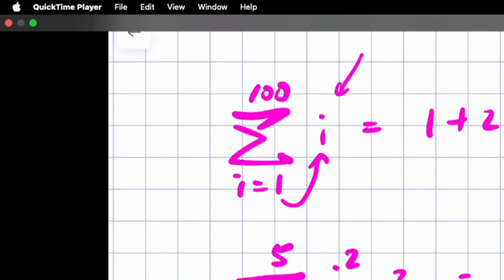His idea is to take the first term and add it to the last term. Then take the second term and add it to the second-to-last term, and the third term to the third-to-last, and eventually all the way to 50 plus 51. So this is all 101, this is all 101, and this is all 101. So it'll be 101 times 50, which is equal to 5,050. So the answer is 5,050. And he came up with this at 8 years old. Very bright child.